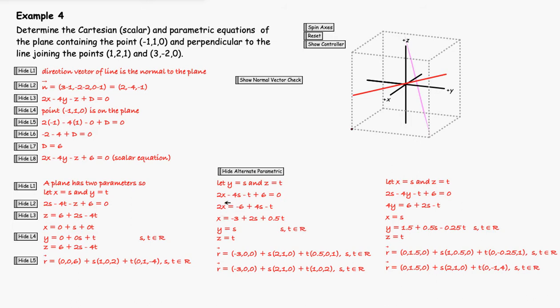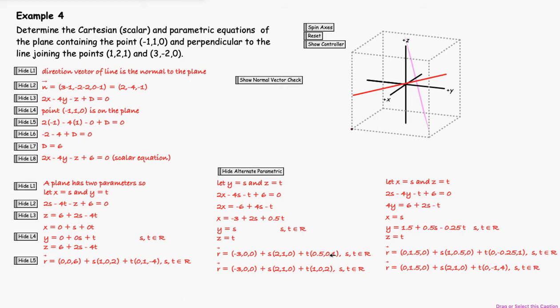And now I'm going to divide by 2. I will get negative 3 plus 2s plus 0.5t. That's the parametric equation for x now. Remember we said y was s and z was t. So now in terms of our point, we are negative 3, 0, 0. In terms of s, we are 2, 1, 0. In terms of t, we're 0.5, 0 and 1. So this is an alternate equation.